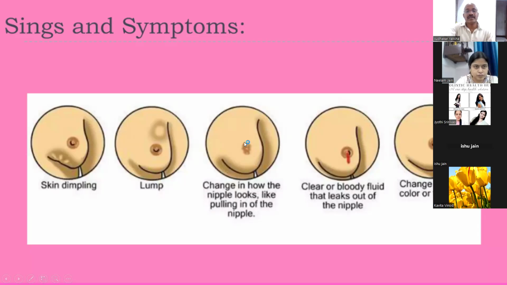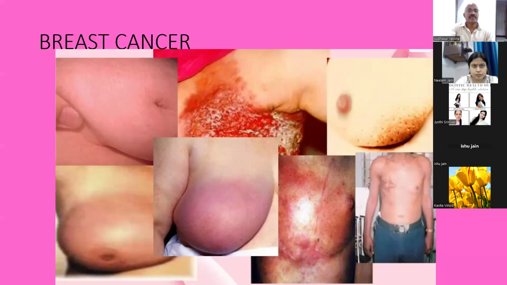Whenever there is a retraction of the nipple, when the nipple is pulled in, it is a suspicious sign of breast carcinoma. Whenever there is a bloody discharge from the nipple, it may be breast carcinoma. Whenever there is a peau d'orange appearance of the skin, when the skin over the breast appears like orange skin, that is also a sign of breast carcinoma.